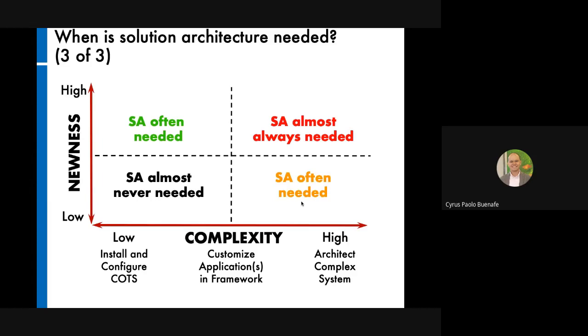So I guess the main message of this chart is the only time that you would not use solution architecture is if the solution to a problem is already known and it is in a low complex environment, something that's quite straightforward. And typically, what you do is you just simply implement something that is off the shelf. Maybe you just buy a product, read the manual, install, implement, that's it.